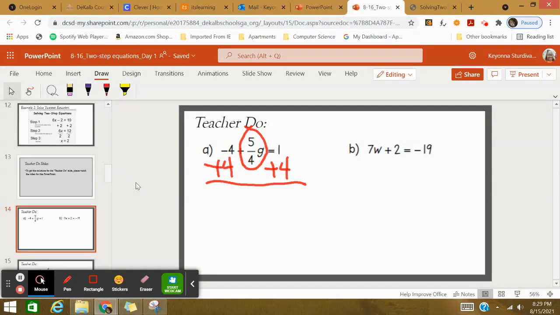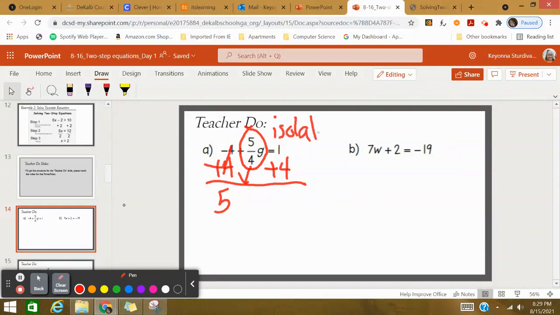So I added 4 on both sides. Once I do that, my negative 4 and positive 4 will cancel. And I'm bringing down this 5 over 4. So remember, this is the part I'm trying to isolate, the variable. So I'm bringing down this 5 over 4. G is equal to. Now here I'm going to combine. So 1 plus 4 is going to give me 5.